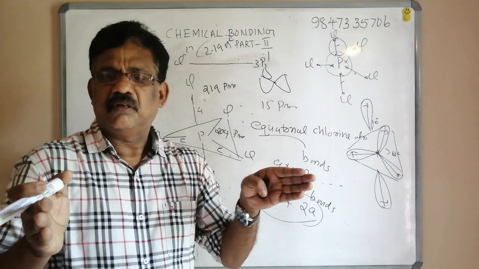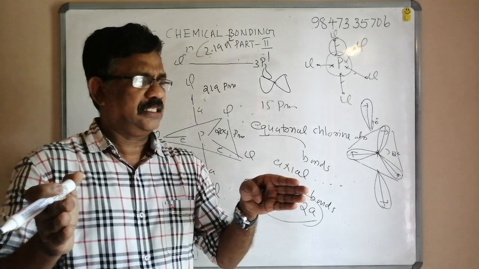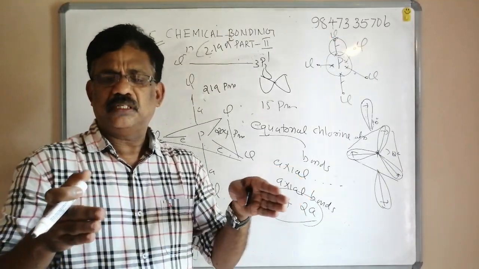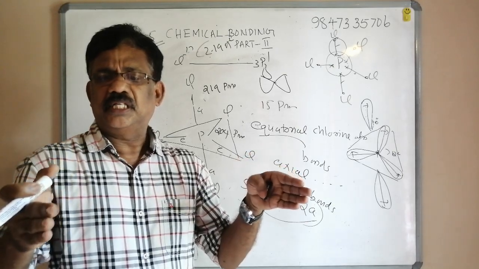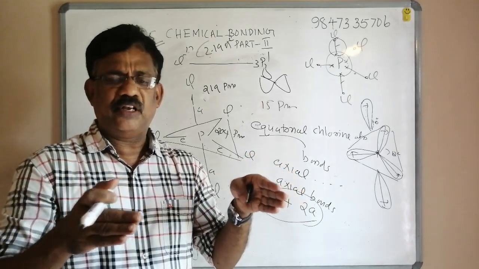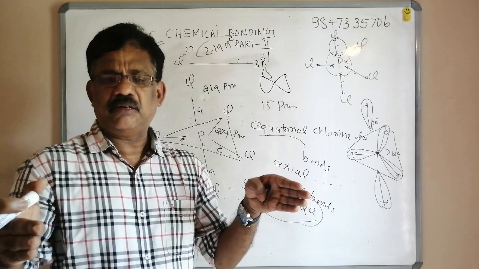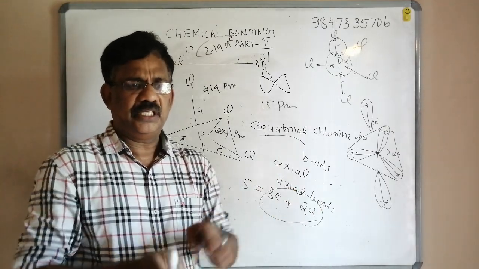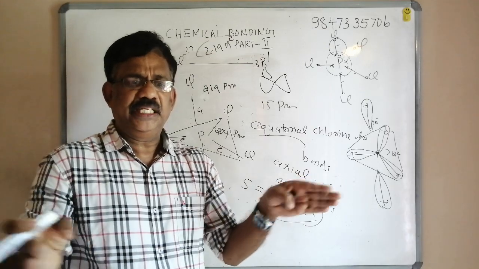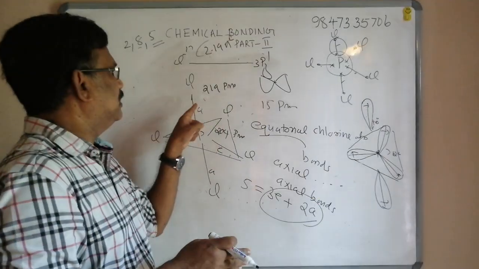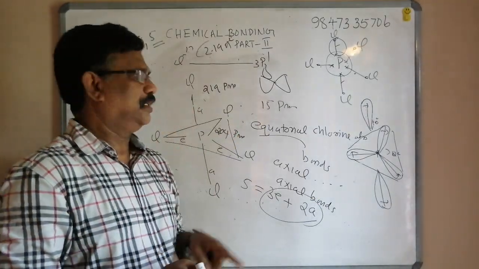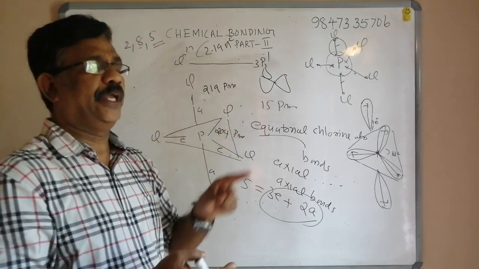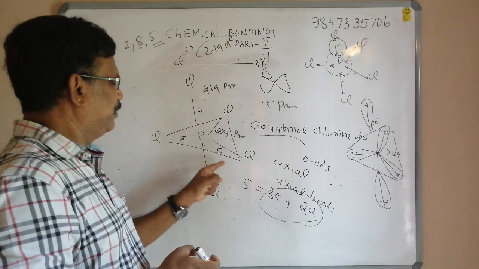When bond length increases, when atoms are far away, there is only a little attraction between the nuclei and the pair of electrons. The attraction decreases, and thereby bond strength decreases, so we can very easily dissociate that bond. This is 219 picometer, this is only 204 picometer. So we can very easily break these 2 bonds.